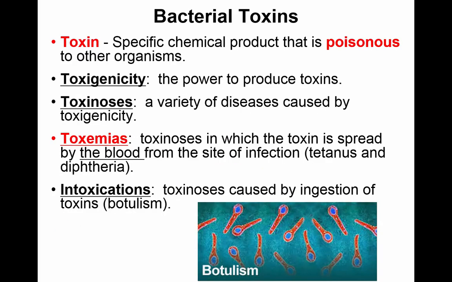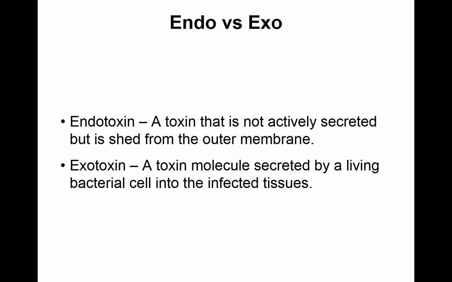Now, looking at these toxins, remember, a toxin is a poison that they produce that is poison to other organisms. And if you look down this list, you see toxemias there, where that toxin gets in the blood and gets spread to other sites, and they are extremely scary because they are spread, they're not localized. Botulism is an example of this one.